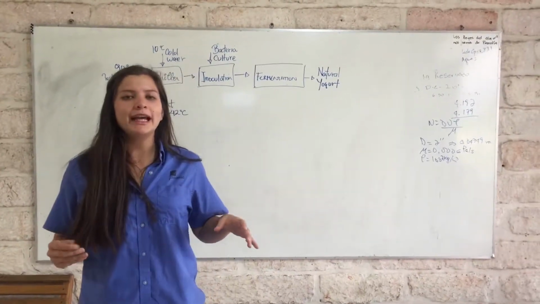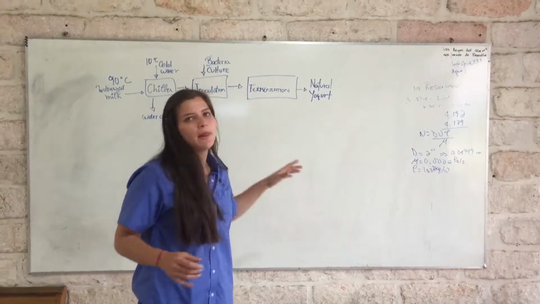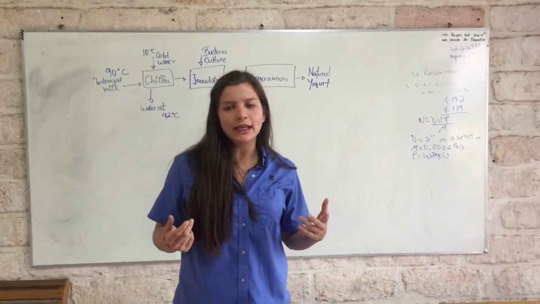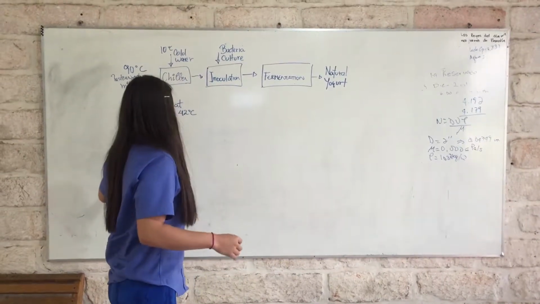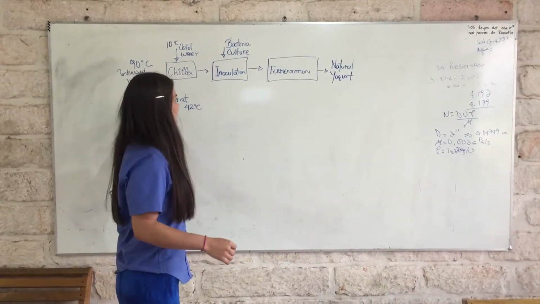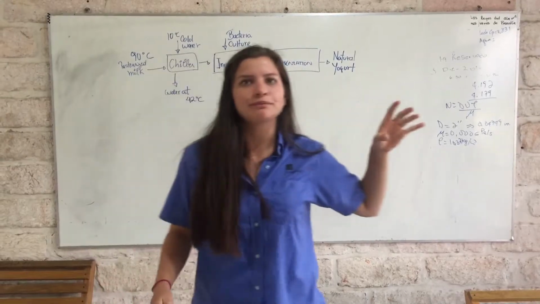We are going to explain how natural yogurt is made. First of all, we're going to explain the process flow. The principal ingredients in this process basically are pasteurized milk and bacteria culture.